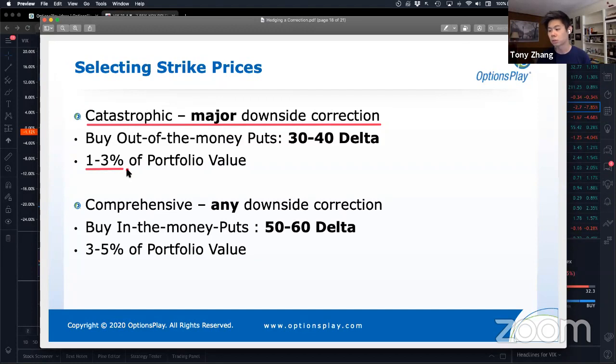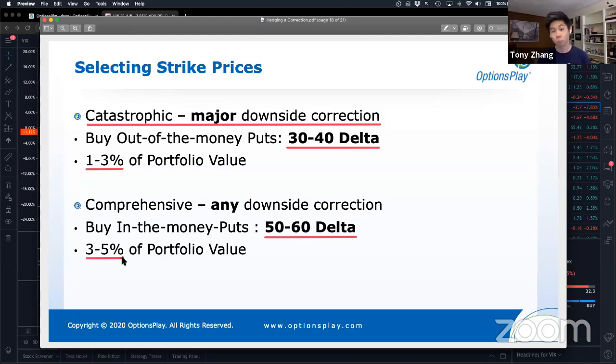Cheap options are what we typically call out of the money options. Usually about a 30 to 40 delta is a good starting point. And then you can buy comprehensive insurance. These are in the money options, usually about a 50 to 60 delta option. So slightly in the money, not too far in the money. These will cost usually anywhere from 3 to 5% of your portfolio value. Now, this is all looking at roughly 2 months out. This is the type of insurance that you would be buying in your portfolio.